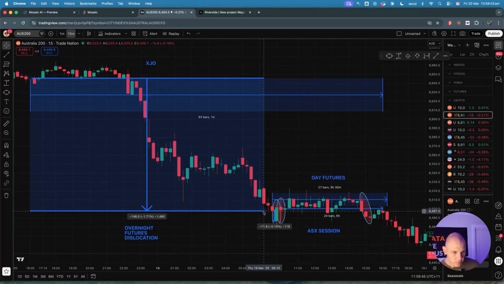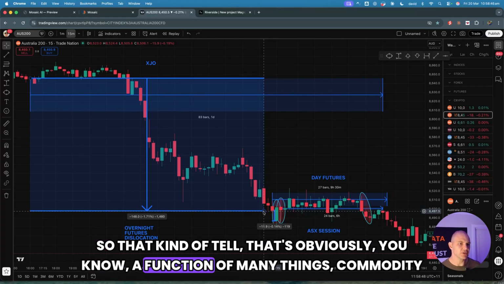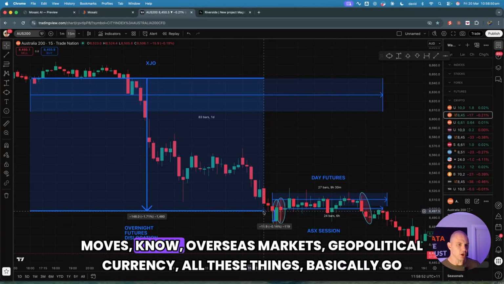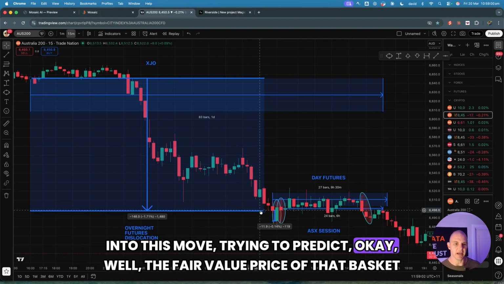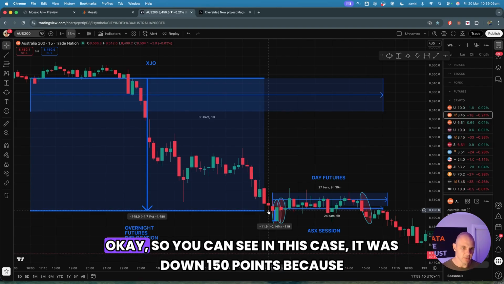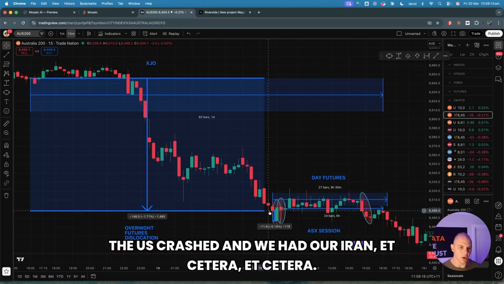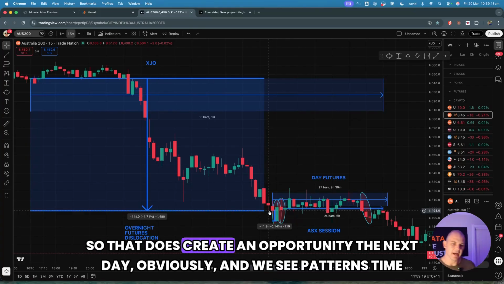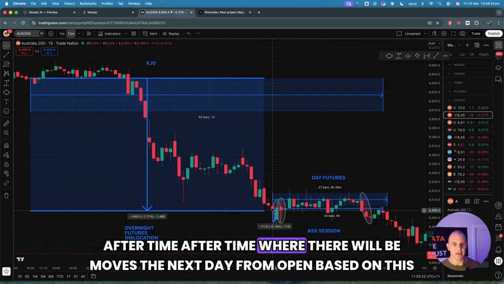The next day. So that's obviously a function of many things: commodity moves, overseas markets, geopolitical events, currency. All these things go into this move, trying to predict the fair value price of that basket of 200 shares tomorrow, given all these inputs. Okay, so you can see in this case it was down 150 points because the US crashed and we had Iran, etc. So that does create an opportunity the next day, and we see patterns time after time after time where there will be moves the next day from open based on this kind of move here.